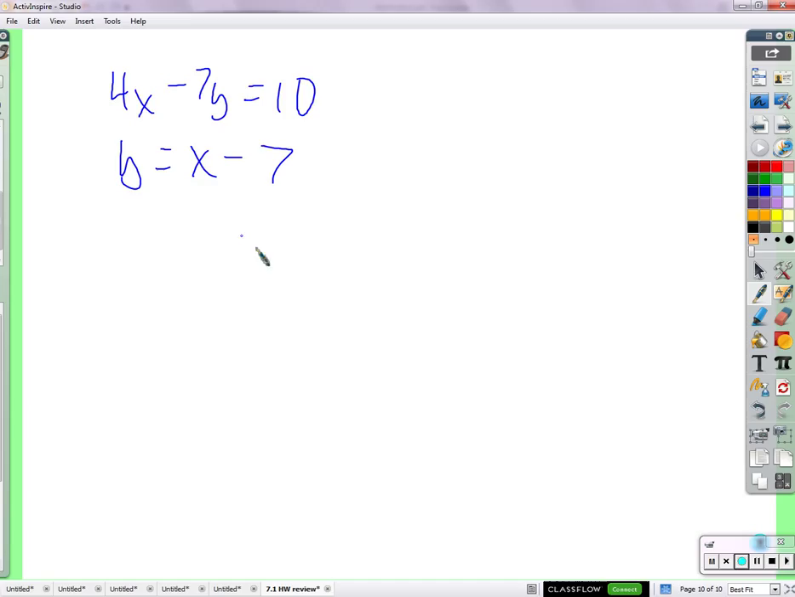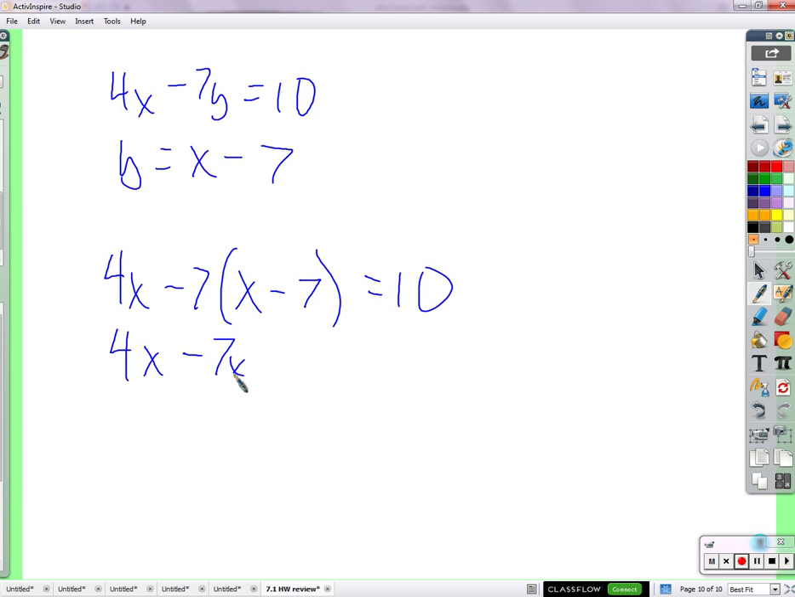Y equals x minus 7, it's already set up, it won't always be set up. It is set up nicely where y is given to be x minus 7. So since it's equal to x minus 7, I can just put it in the other equation where that y is, because they're exactly the same thing. That y and y are the same, so that y must be the same as x minus 7. 4x minus 7 times whatever y is, which is x minus 7, we have to distribute the negative 7. And now we solve for x.